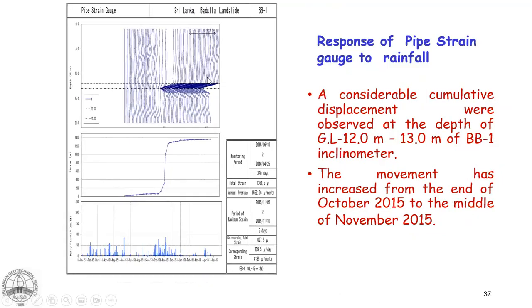Now, so this is the identification of the failure surface with strain gauges, right? So considerable cumulative displacements are located at these steps. So identification of the failure surface is critically important because when we design the rectification measures, we need that information.